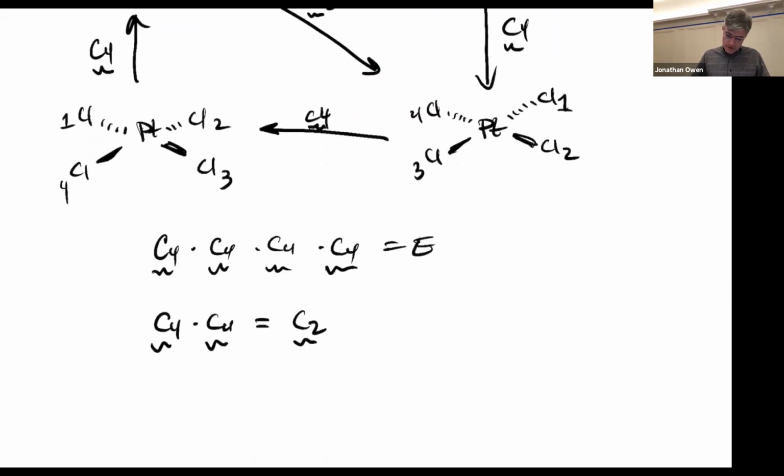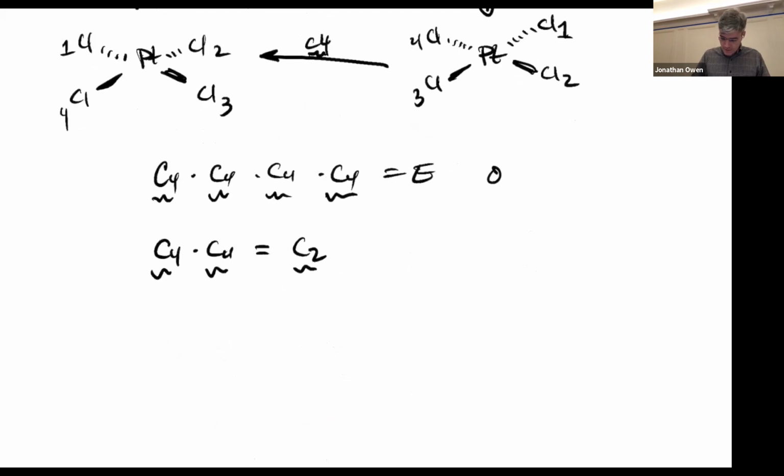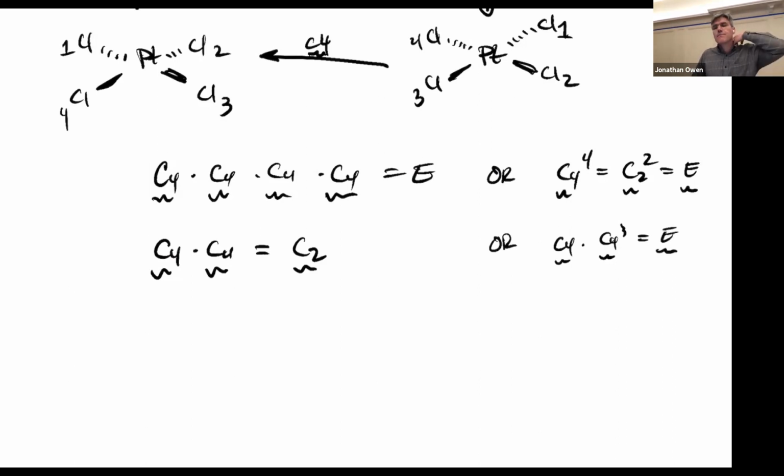All right, another way that you could write all this stuff out if you wanted to is to say C4 to the fourth power is actually equal to C2 to the second power, which is also equal to E. Or if you wanted to, for some reason, you could write C4 times C4 to the third power equals E. Doesn't really matter the order in which you apply them.